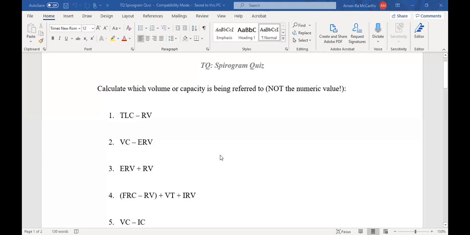It says to calculate which volume or capacity is being referred to. Not the numeric value. I don't want numbers. I want the section, okay? So like number 1, TLC minus the RV is what? VC, vital capacity, right? TLC, which is all of it, take away the RV, leaves me with VC. So number 1, you would put VC, okay? That is the homework that I'm going to let you submit tonight.